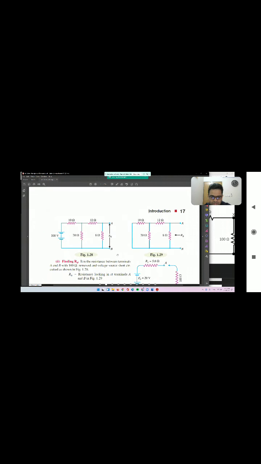Yes, sir. That is the R naught. And if you do the calculation properly, that will be the answer. Now, the second one, which is E naught. To find the E naught, we need to remove the RL. Sir, here the 8 ohm, will it be parallel or series?